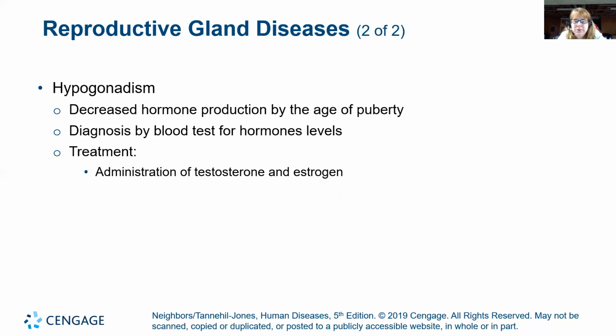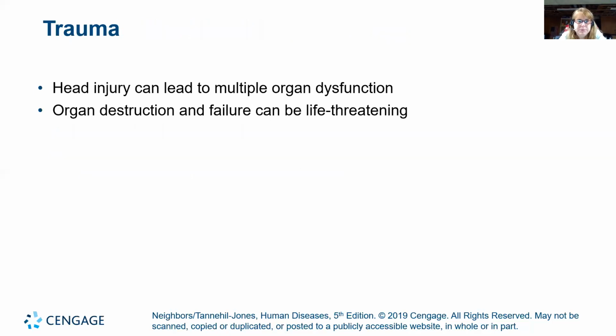Hypogonadism is a decreased hormone production by the age of puberty, okay? And this is when normal changes that we expect in puberty don't start occurring, okay? So if it's around the age 14, 15, and things aren't starting to change in either a girl or a boy, they're going to do some hormone levels, okay? And this is very easily fixed. They can administer pills of estrogen and testosterone.